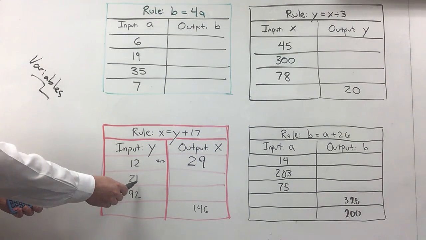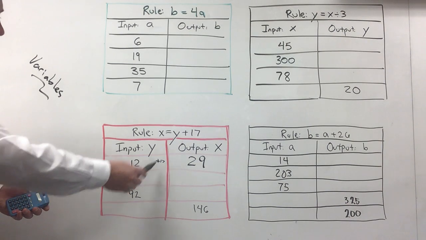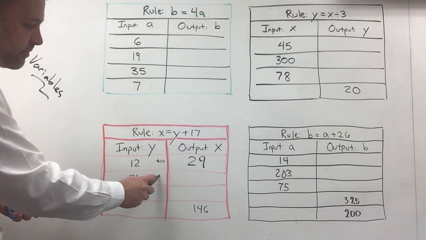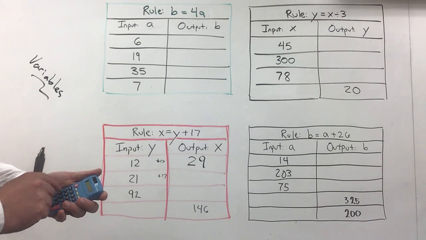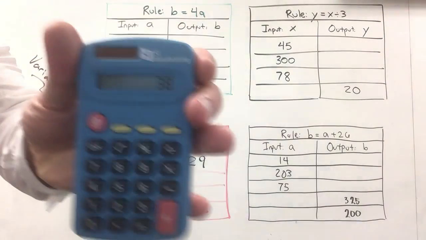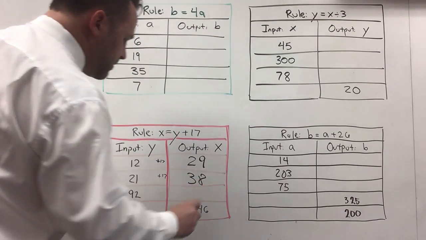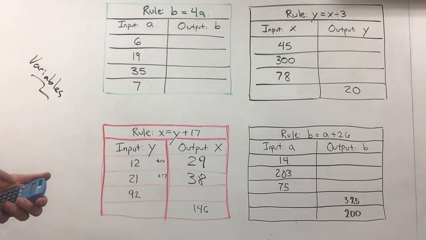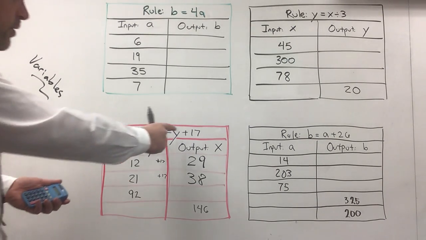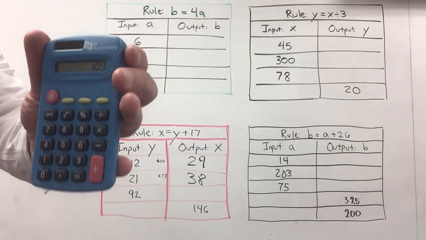Let's try 21. So 21 now is the new Y. So 21 plus 17, I can type it in. 21 plus 17, 38. If I put in a 92, what do I get back out? Well, let's take my 92, do what we normally do. Add 17, 109.